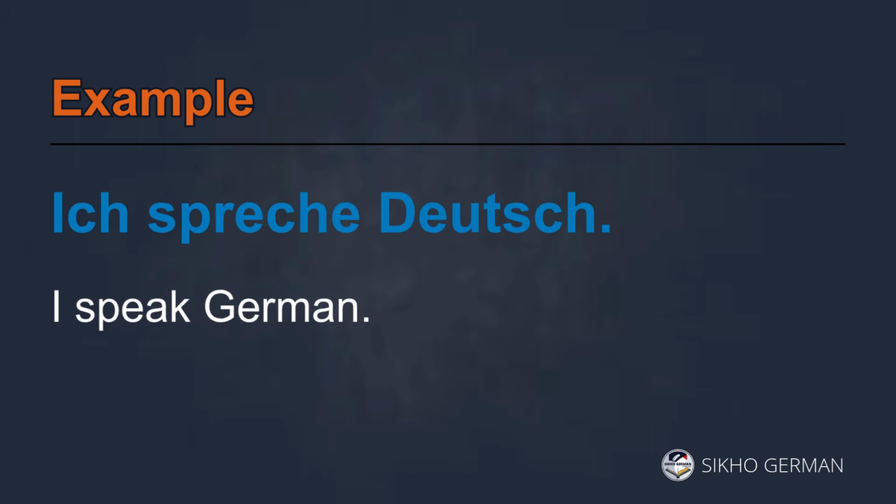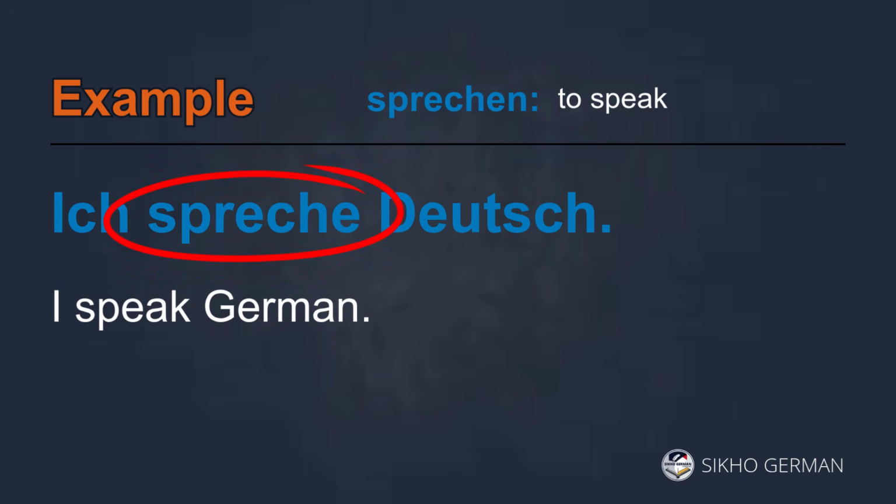Ich spreche Deutsch. I speak German. The verb is sprechen, to speak. The subject is ich, so we use spreche, the regular form with no vowel change. Remember, ich never has a vowel change in irregular verbs.